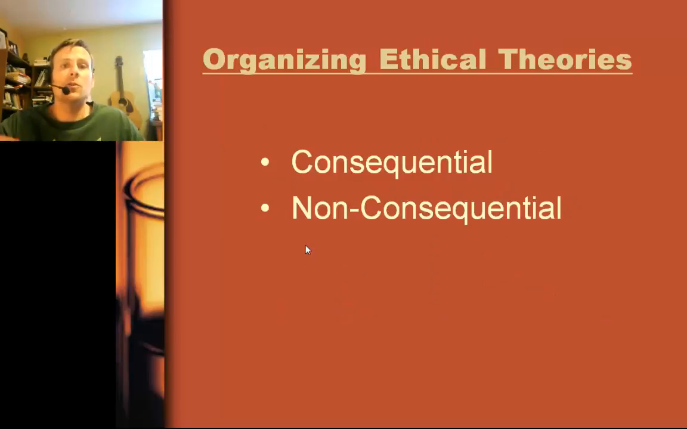So roughly I'll organize the moral theories we'll talk about into consequentialist and non-consequentialist moral theories. The consequentialist theories will be egoism and utilitarianism. Non-consequentialist theories: virtue ethics and deontology. And we'll talk more about those as the course proceeds.